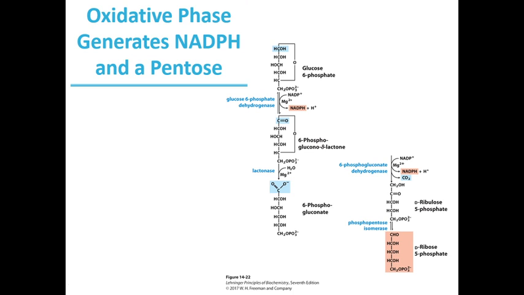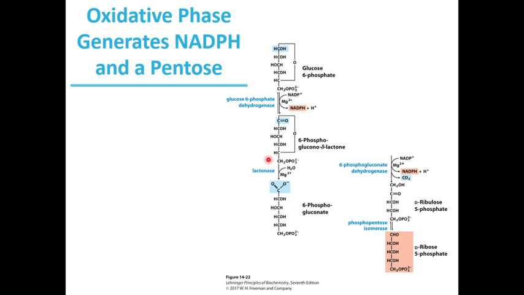Let us first consider the reactions in oxidative phase of pentose phosphate pathway. In the first step, glucose-6 phosphate is converted to 6-phosphogluconodelta-lactone. This is catalyzed by glucose-6 phosphate dehydrogenase. And in this process, a molecule of NADPH is generated. The product, as you can see, has this lactone ring and hence gluconodelta-lactone.